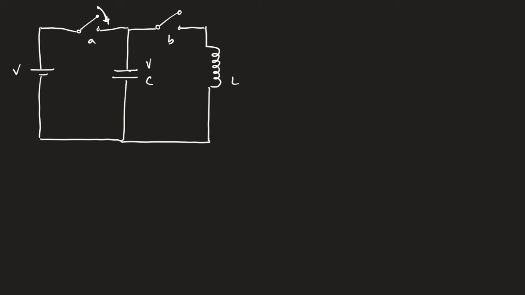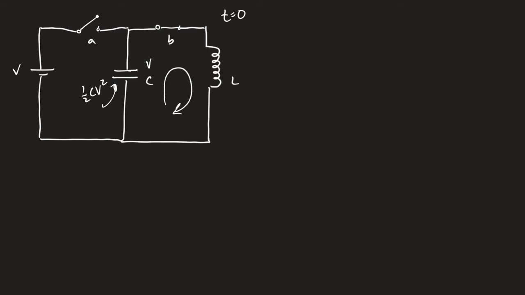Now, when we close switch B after switch A has been opened, so we open switch A, and we close switch B, the moment we close switch B, that is time equals 0. And at that time, the energy is in the capacitor. So we have 1/2 CV squared in the capacitor. Okay? So there's no current in the circuit. All of the potential is currently in the capacitor.